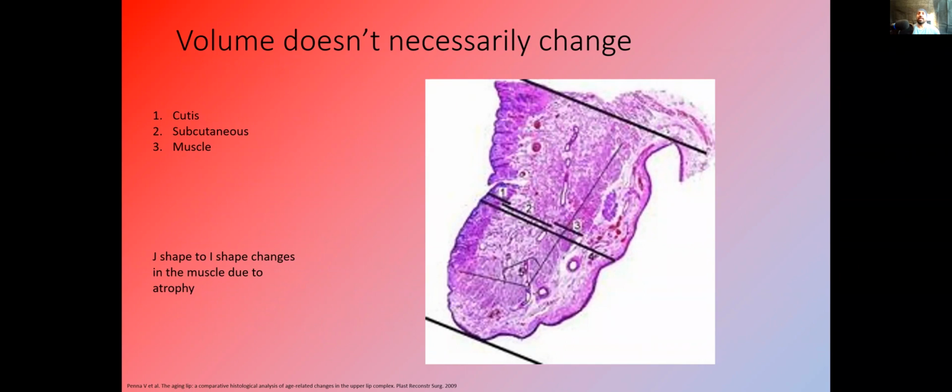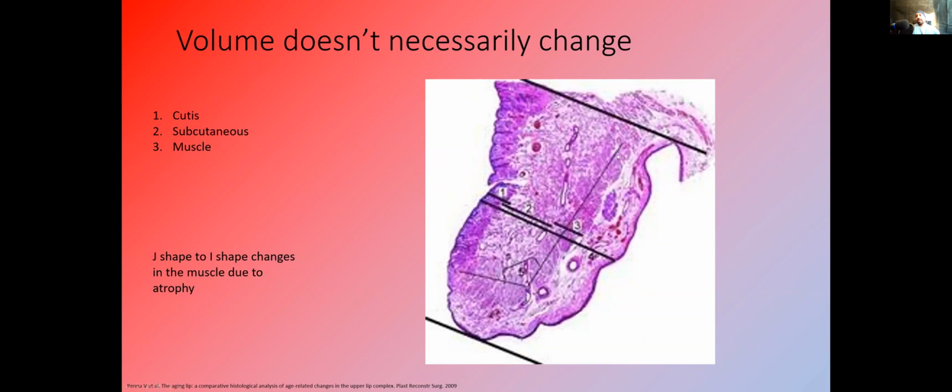Very popular paper by Penner and colleagues back in 2009. I think they've done a few studies actually, and they've shown us that histologically there is no change in volume of the lips. However, there is change within the muscle. If you look at this picture here, I'm sure you can see my cursor. What you'll see here in number 3 is the muscle. This part over here is the cutis. Underneath, what will you have under the skin? This is your subcutaneous layer in a slightly lighter color. And then this pinky color here is your Orbicularis Oris muscle.